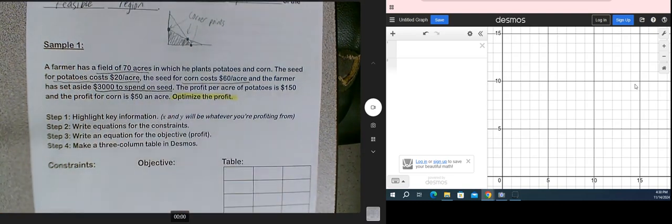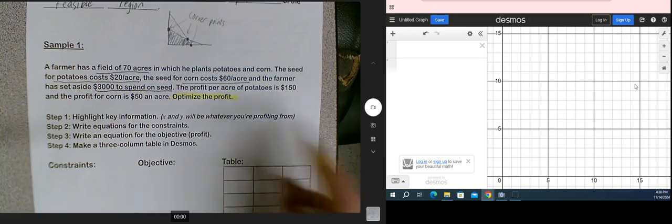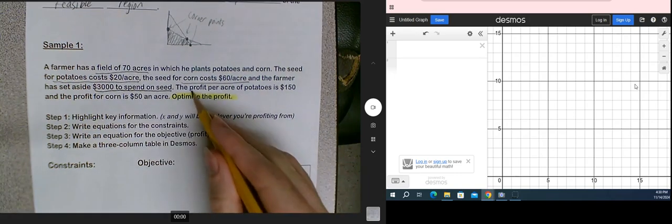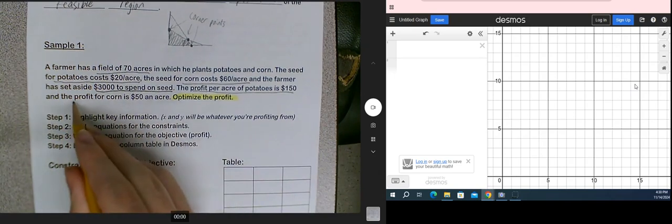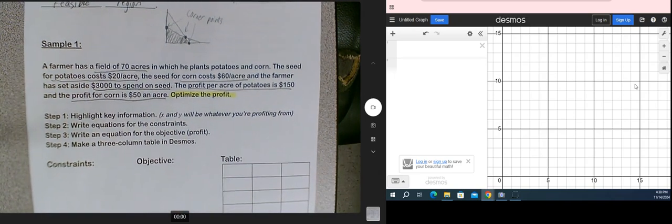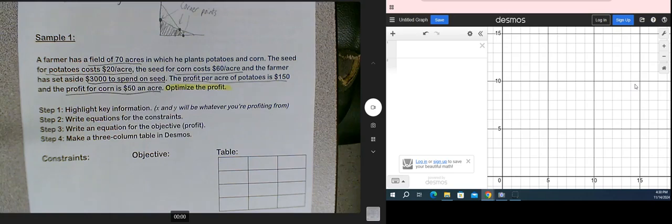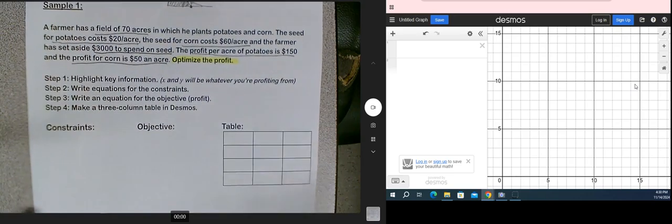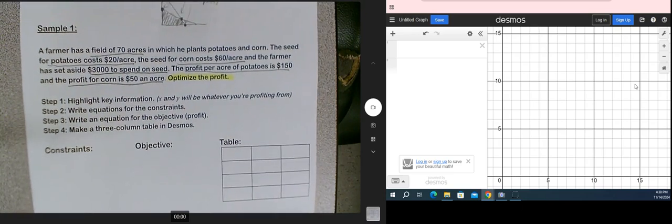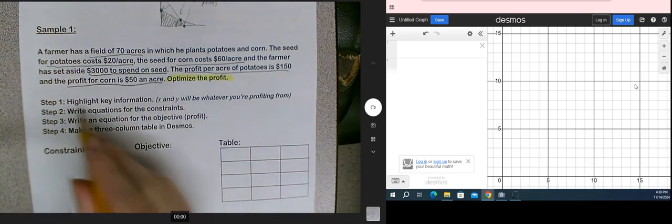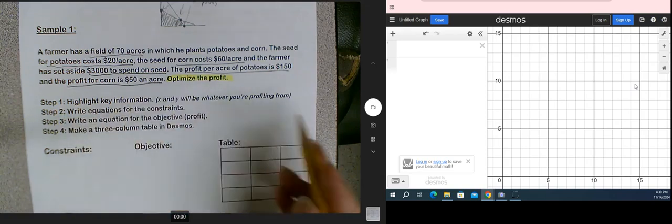Okay, so that's going to be a budget. That's important. That's a limit. That's a limiting factor. And the profit per acre of potatoes is $150, and the profit for corn is $50 an acre. Okay. So we have 6 pieces of key information, and this is what you're going to be given. You're going to be given 6 pieces of key information.